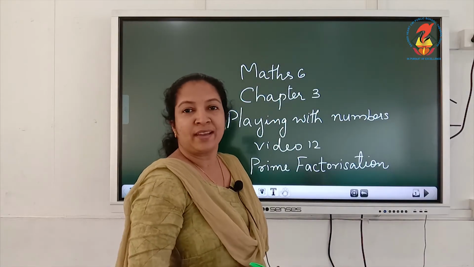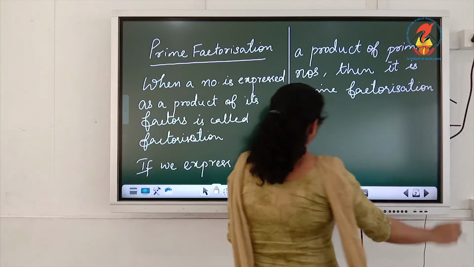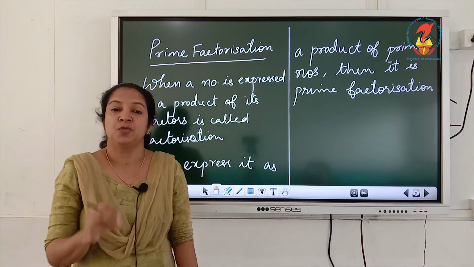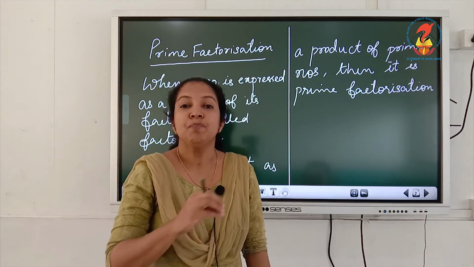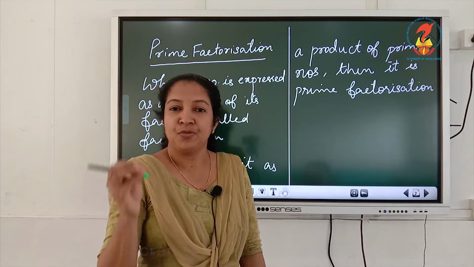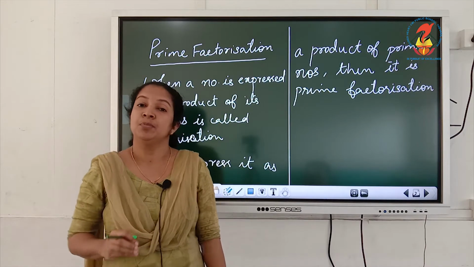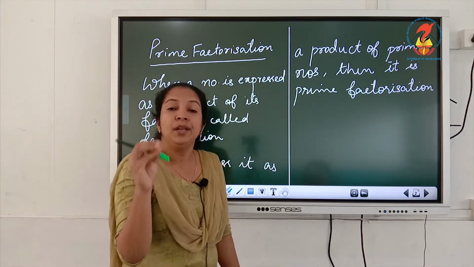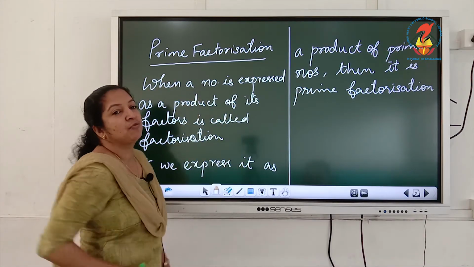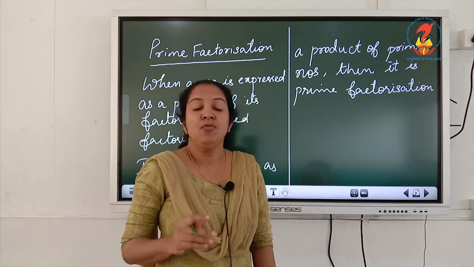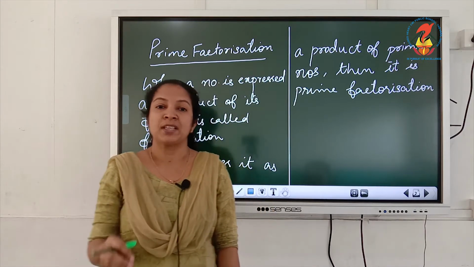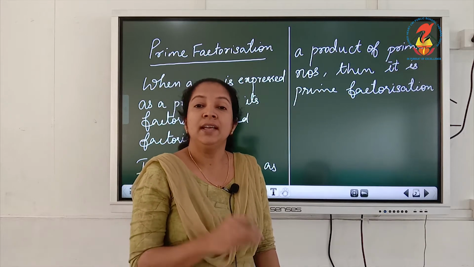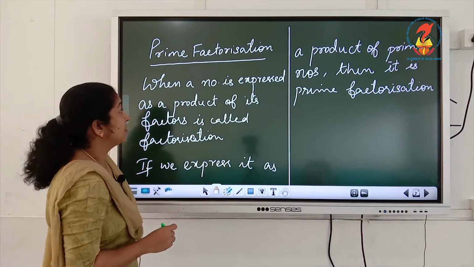Next is prime factorization. Factorization means we have to express a number as a product of numbers. If the numbers are only the prime numbers, then it is prime factorization. If we are using only the prime numbers to express a composite number as a product of numbers, then it is known as prime factorization.